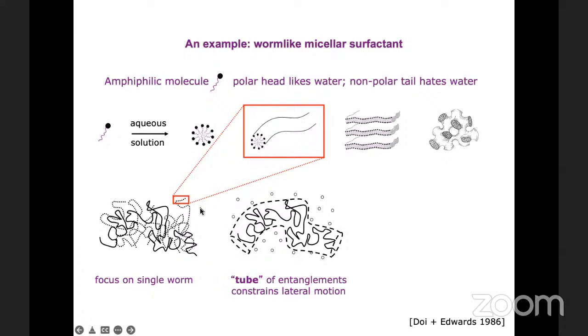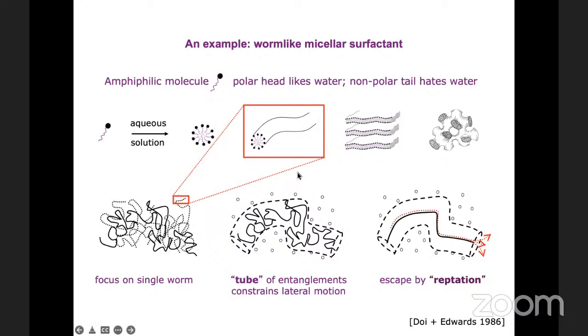the effect of all the surrounding worms by a mean field tube that represents the fact that this worm of interest, the one body problem essentially, sits in the mean field where it's entangled with all the others. Those entanglements constrain the motion of this chain of interest, at least orthogonal to the chain, but the worm can snake backwards and forwards along this tube. So the dynamics are then heavily constrained.